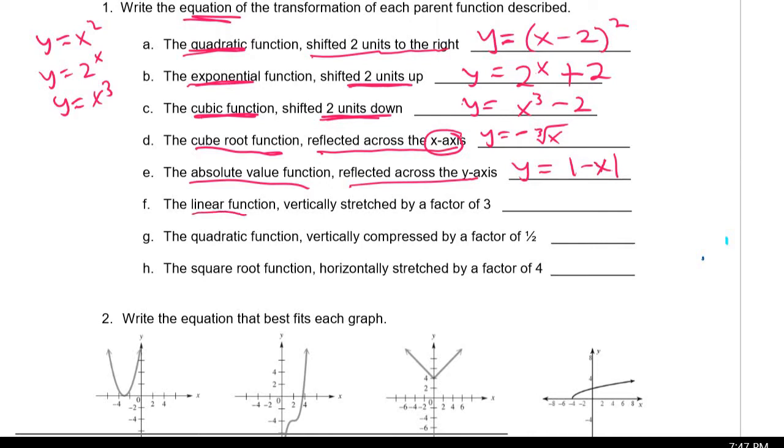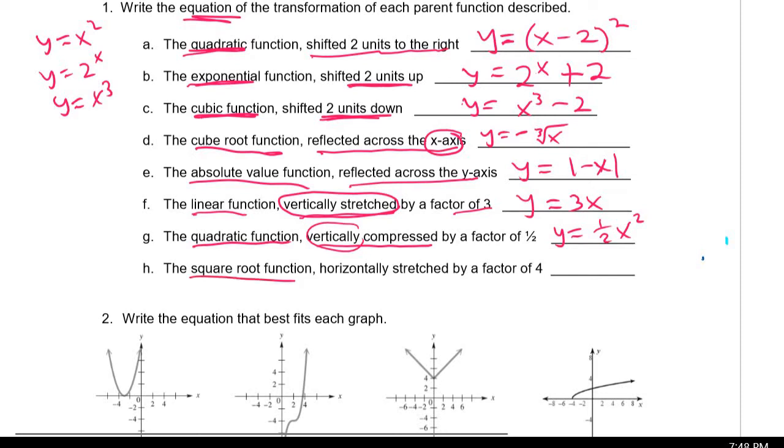If it's a linear function, vertically stretched, so vertically is on the outside, by a factor of 3, so it'll be y equals 3x, because it's linear. Quadratic function, vertically compressed. If it's compressed, then it's going to be outside, vertical outside, and 1/2, so y equals 1/2 x squared. So there's nothing affecting the x, only the outside.